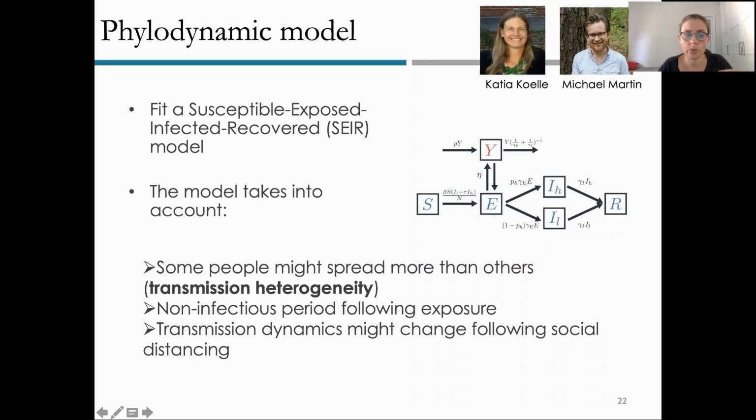The most important parameter is that it allows for transmission heterogeneity, which means that some people might spread the virus more than others. This is something that we actually know from dynamics of infectious disease, and I'm going to elaborate on this more, so I won't talk about it now. The second thing is that we allow non-infectious periods following exposure. Again, I won't elaborate on this. And the third thing is that we assume that transmission dynamics might change following social distancing. So it made sense that if social distancing was implemented in Israel, we'll see a change in the dynamics.